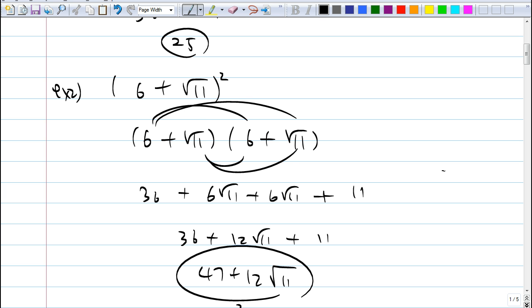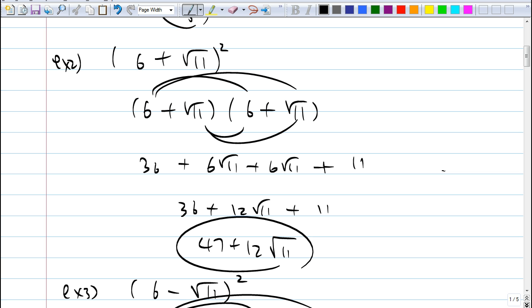Easy enough? Yeah. Can you do this then? If I have subtraction, does that change much? No. Okay, go ahead. Everybody try this. What if I have 6 minus rad 11, whole thing squared? Go ahead, everybody.